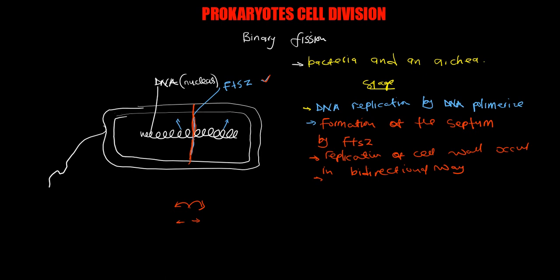This actually ends the division of these organisms. So we can now say two daughter cells are formed. Meaning that if you had one, it will result in two. That's the meaning.